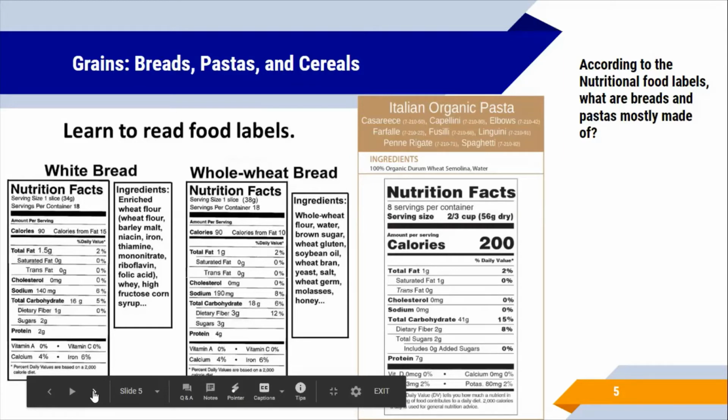The My Plate plan lists grains as part of your food choices. Grains include breads, pastas, and cereals. Let's look at the food label for breads and pastas. According to the food labels, what are breads and pastas mostly made of? Let's take 2 minutes.